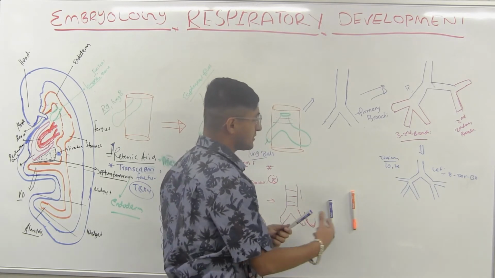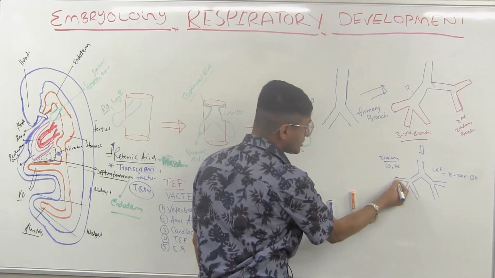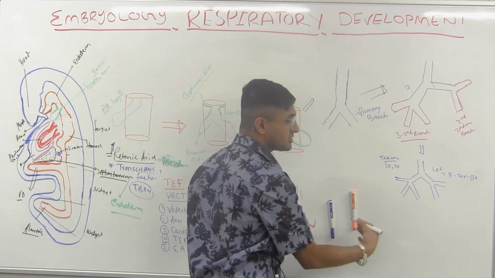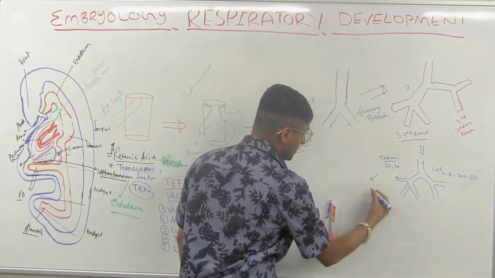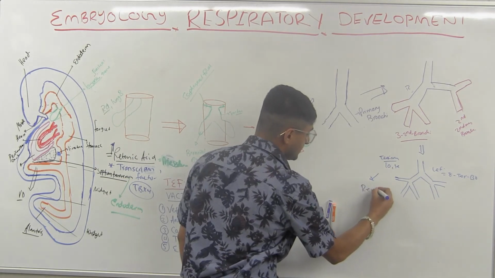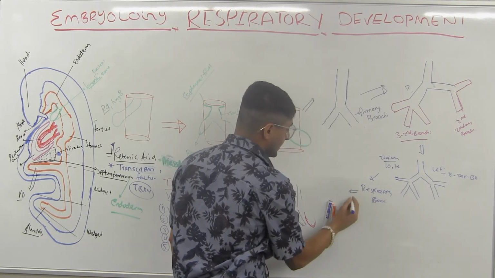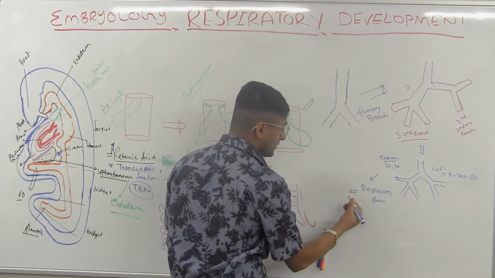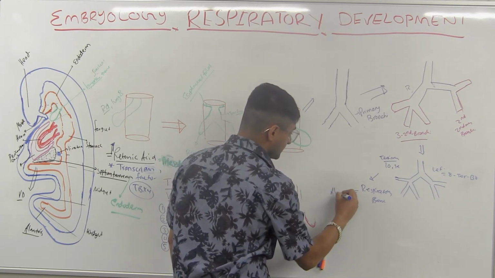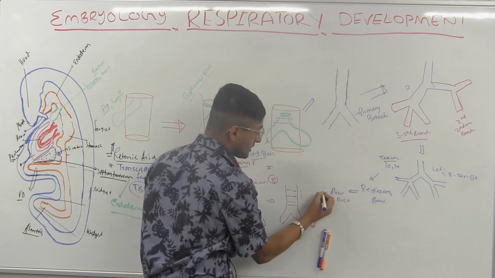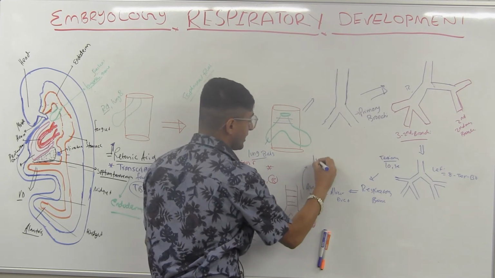So then after that, what's going to happen? The tertiary bronchi, or tertiary bronchioles, whatever it is, is going to give rise to your respiratory bronchioles. From the respiratory bronchioles, as the lung expands, it will become your respiratory or alveolar ducts, right? Alveolar ducts, and then it will become your alveolar sac, and then later it becomes your alveoli.